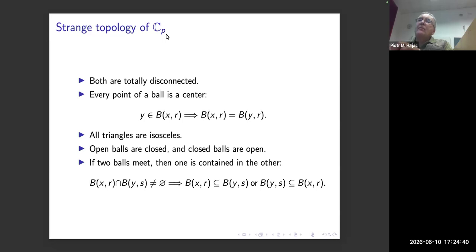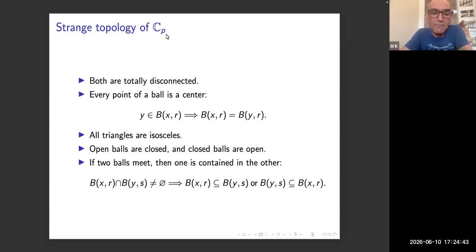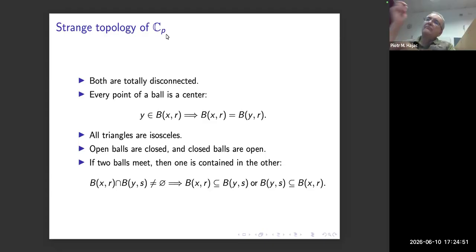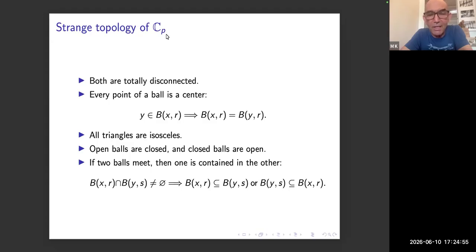Another strange property is that if two balls meet, then one of them is contained in the other. If they ever intersect, either the left one is inside the right, or the right one is inside the left one. So there is no incomplete intersection.